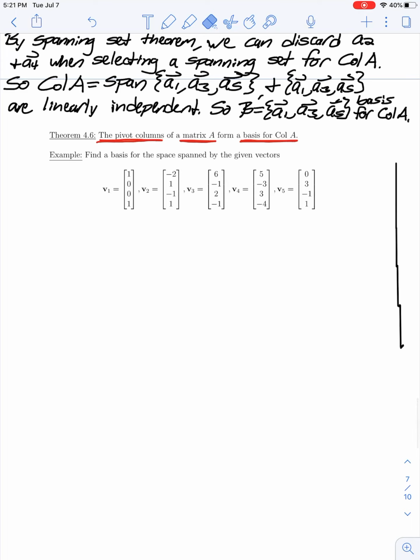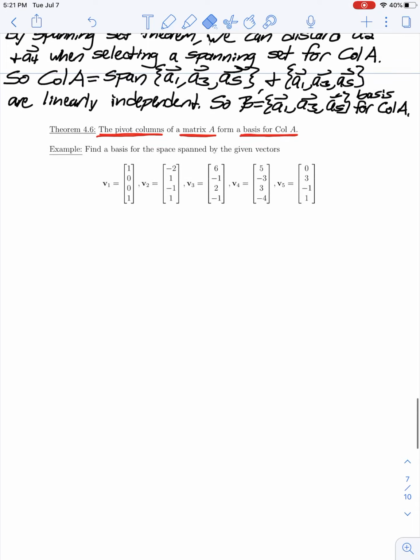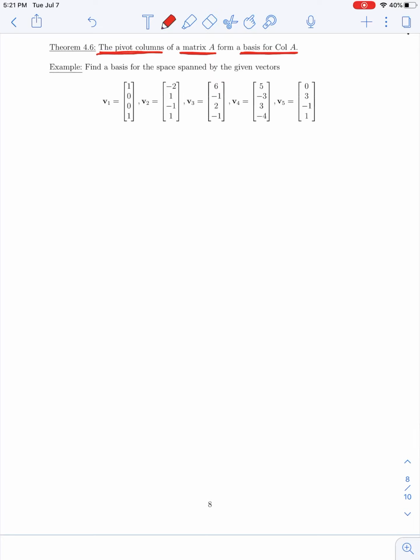So making use of this theorem, let's look at another example. Here we are asked to find a basis for the space spanned by the 5 given vectors here. So in order to find a basis for that set spanned by these vectors, let's introduce a little terminology. Here, let's let H be the space spanned by V1 through V5.